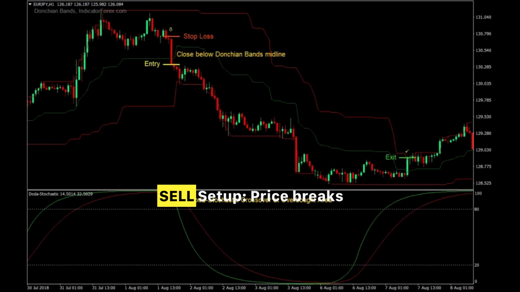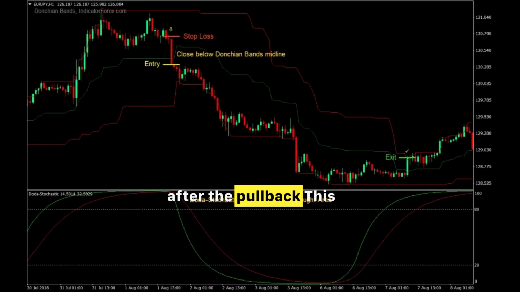Sell setup. Price breaks below the lower Donchian band. Trend is down. Wait for a pullback toward the middle line without closing above it. Enter short when price reverses and closes below the middle line after the pullback.